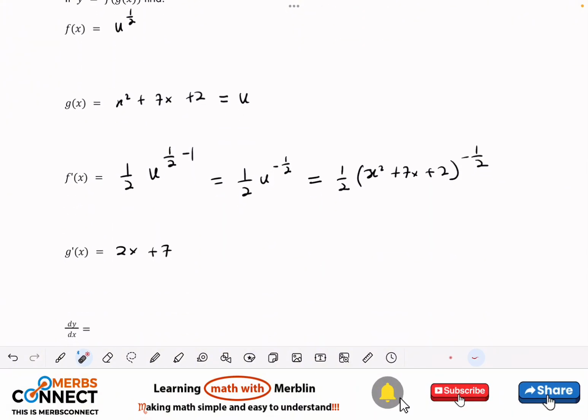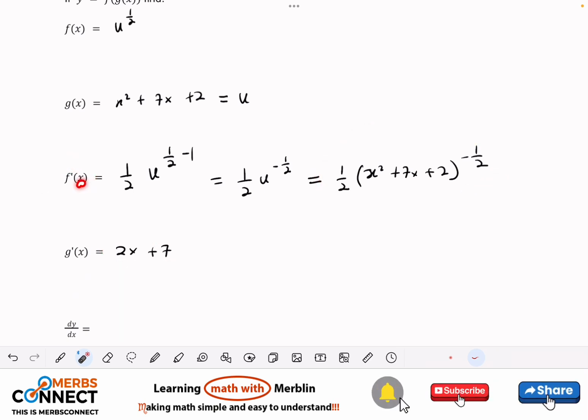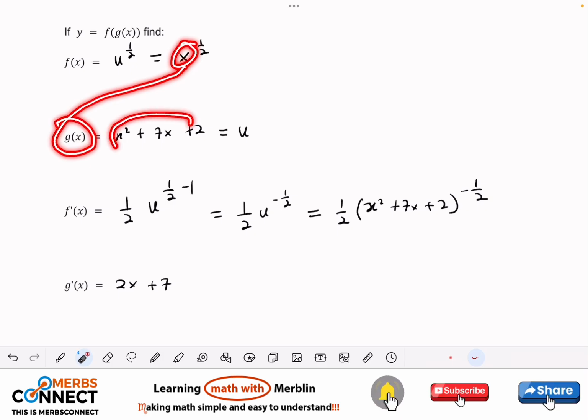So now, based on the chain rule here, we just need to multiply f prime and g prime, right? So our f prime is equal to what is here, and our g prime is equal to what is here, right? But don't forget, this square root here is like g of x. Some people will write this as x to the power 1 over 2, which is also right. So when you write x to the power 1 over 2, don't forget this x here is like the g of x, so that you can plug it in.